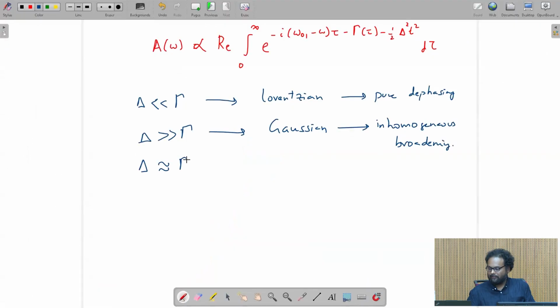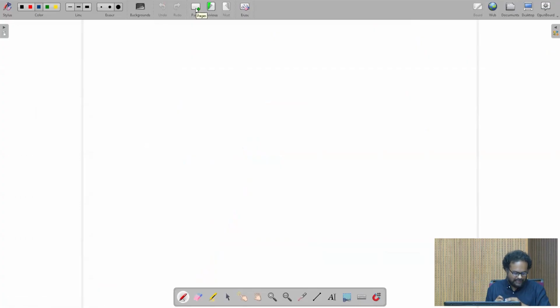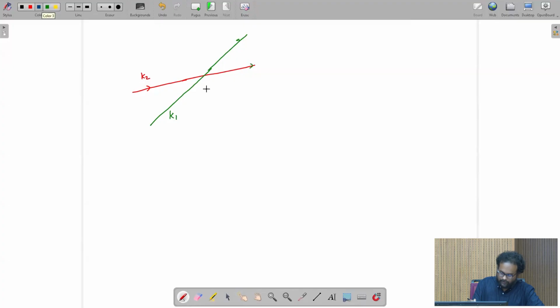Okay. Let's go back to the lecture. So this is the Voigt profile. You cannot really distinguish different contributions, homogeneous and inhomogeneous. So for overcoming that, let's say we do a slightly different experiment. I have only two fields. I have one input field, k2, and another, k1, k1 first. And let's say I measure my signal.